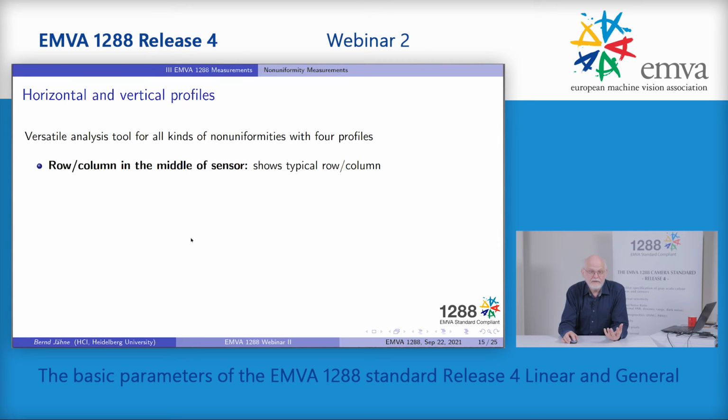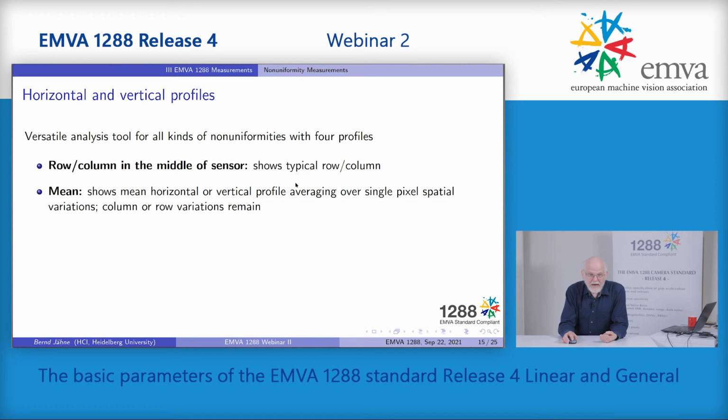graph. What we do there is we draw a row or column in the middle of the sensor that shows typically how the signal is varying from pixel to pixel within a row or within a column. Then we can also take the average or the mean of all rows. Imagine we have a column to column variation. Then by averaging over all rows, we would not get rid of that. So the column variation would still be visible in the mean row, whereas the pixel variations are basically cancelled out.